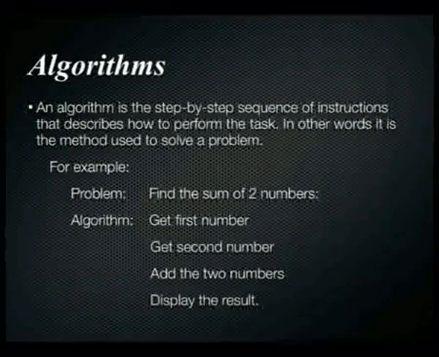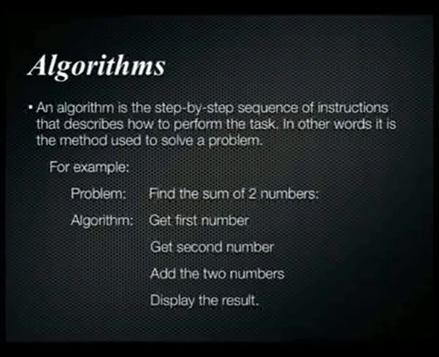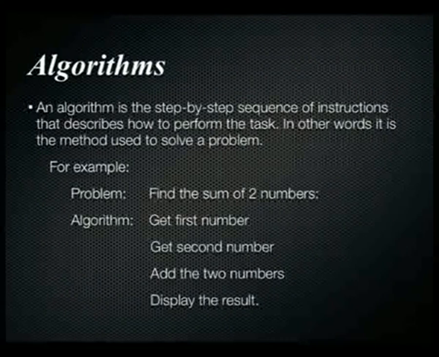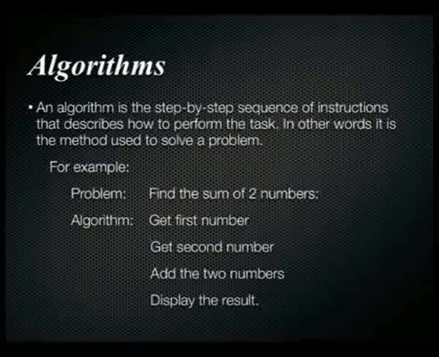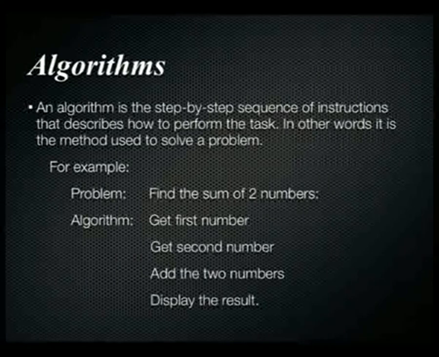So an algorithm is a step-by-step sequence of instructions that describes how to perform a particular task. In other words, it is a method used to solve a problem. Writing code is not the difficult part. It is writing the algorithm or solving that problem. If you can sit down and you can write an algorithm that clearly outlines the steps that must be performed in order to solve a particular problem, then writing the code is nothing more than translating those independent steps into program code.